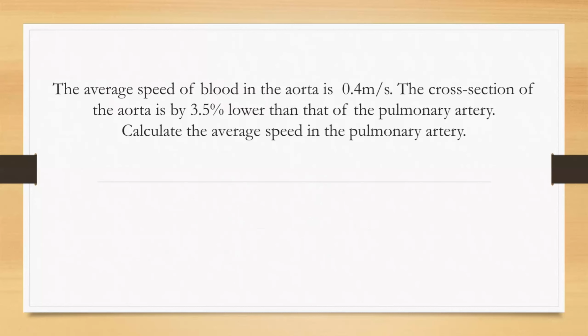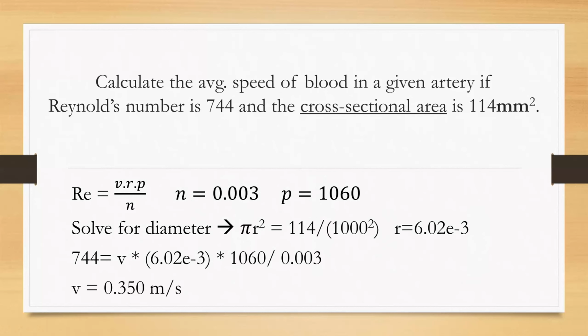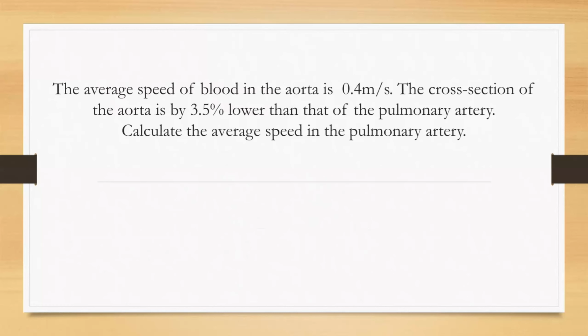So you have to know this equation, and then you might be given different variables and you have to solve for the unknown variable. It's pretty much about that, so you have to know your fundamentals for that. Here we have been given the average speed of blood. The Reynolds number is also given, and cross-sectional, sorry, I missed it. The average speed of blood is given, the cross-sectional area is given, and we have to calculate the average speed in the pulmonary artery.